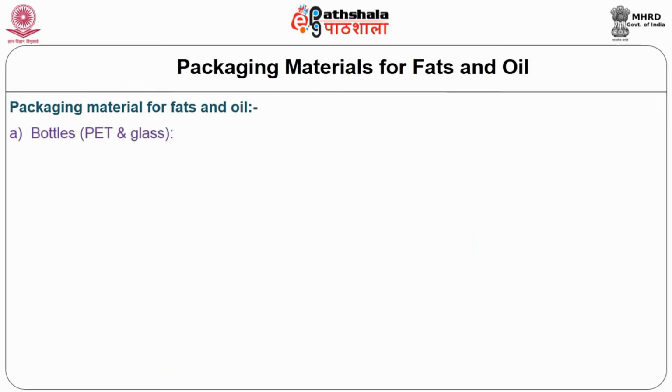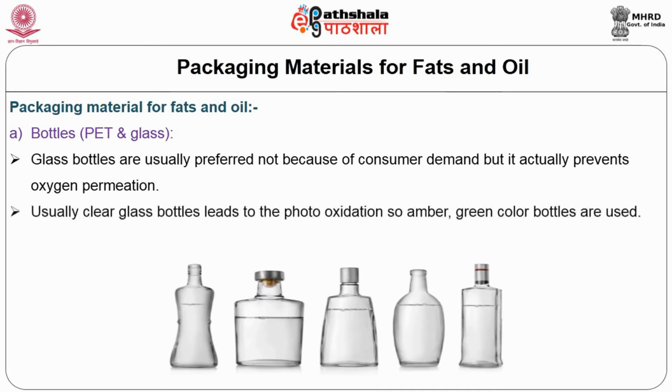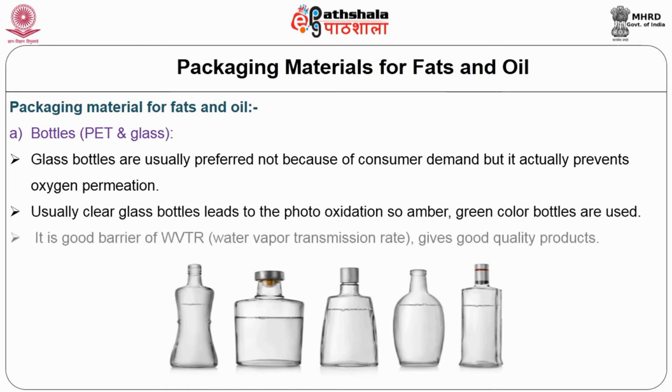First one is bottle. They are polyethylene, Tetra Pack and glass. Glass bottles are usually preferred, not because of consumer demand, but because they prevent oxygen permeation. Usually clear glass bottles lead to photo-oxidation, so amber or green colored bottles are used. It is a good barrier to water vapor transmission rate and gives good quality products.